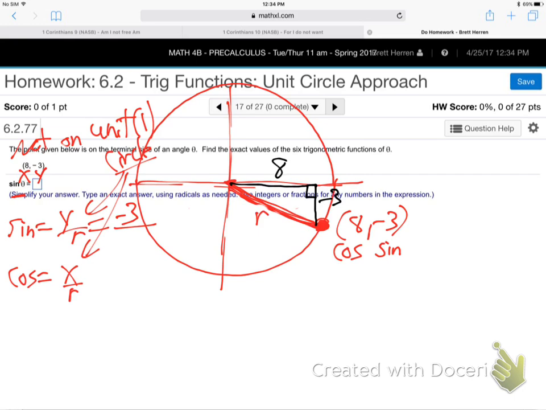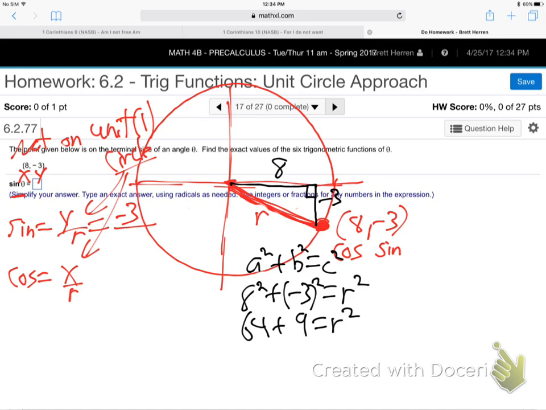So our friend, the Pythagorean Theorem: a squared plus b squared is c squared. So that would be 8 squared plus -3 squared is r squared. Good so far? 64 plus 9 is r squared. 73 is r squared. r is the root of 73. So there we go, root 73. So the sine is y over r, which is -3 over the root of 73, because the radius is root 73.